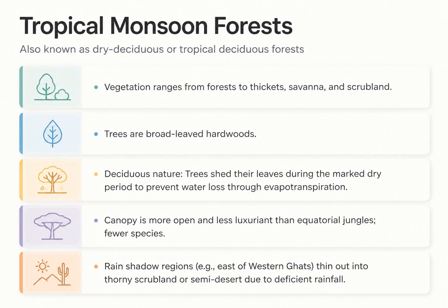During the long, hot, dry season, broad-leaved hardwood trees drop their leaves to prevent losing precious water through evapotranspiration. Because of this dry period, the forest canopy is much more open and less dense than the equatorial rainforests. In areas that receive less rain, like the rain shadow regions east of the Western Ghats in India, the forest thins out even further into thorny scrubland or savanna.